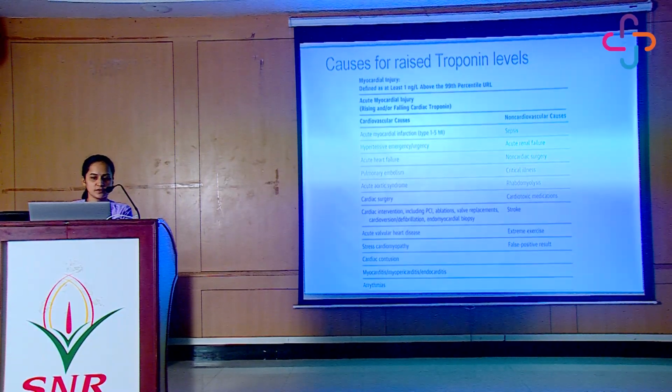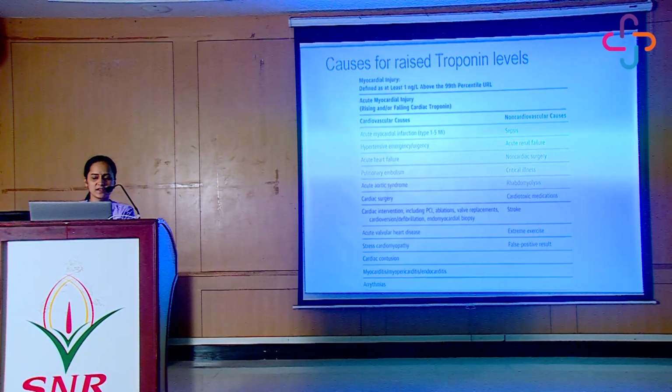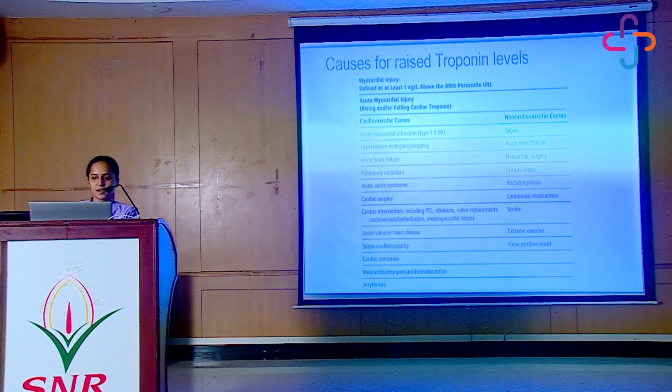Cardiovascular causes are, as we all know, acute myocardial infarction, then hypertensive emergencies or urgencies. In patients with acute heart failure, pulmonary embolism, acute aortic syndrome, any cardiac interventions including PCI, ablations, or patients post cardioversion or defibrillation, myocarditis, myopericarditis or endocarditis, and arrhythmias, all these patients can have raised troponin levels. And non-cardiovascular causes are sepsis, which is what probably caused the troponin elevation in this patient. Then acute renal failure, any critical illness, non-cardiac surgeries, stroke, extreme exercise, and false positive results can be seen.